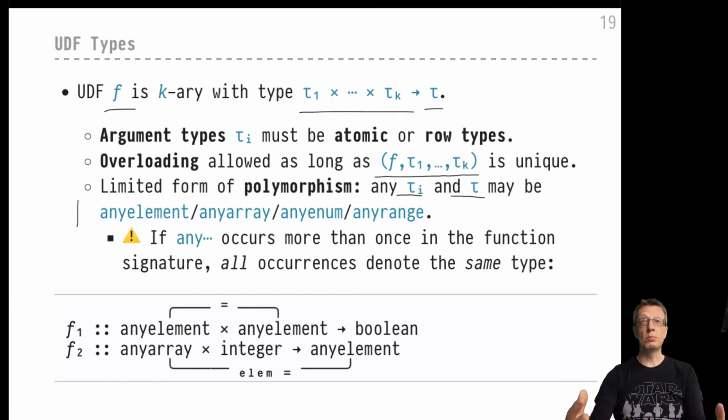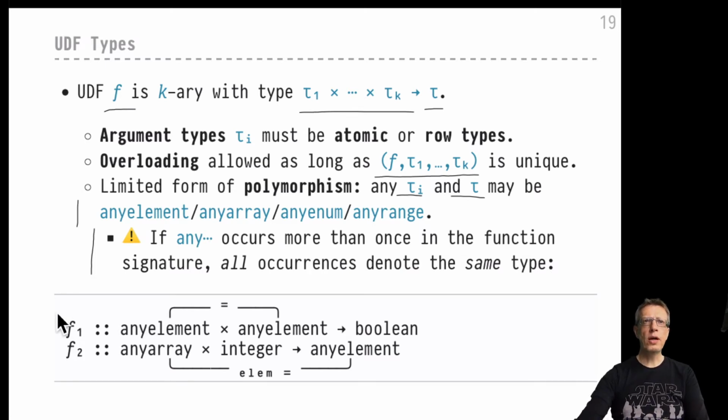We have met all of these before. So these are not very specific. A function that accepts any element type would work over integers, it would work over booleans, and would be indeed polymorphic in a sense. But be aware, this is really a limited form of polymorphism. There is a caveat here that says, hey, if your function signature mentions anyelement, for example, more than once, twice, thrice, then all the occurrences of anyelement indeed represent the same type.